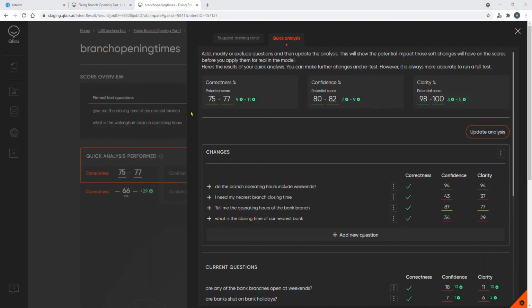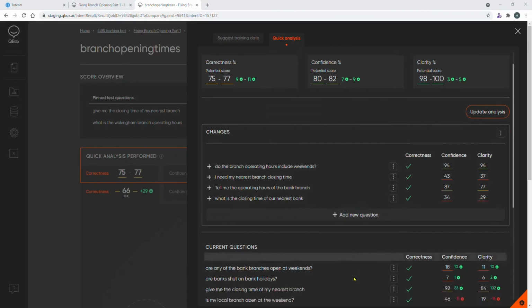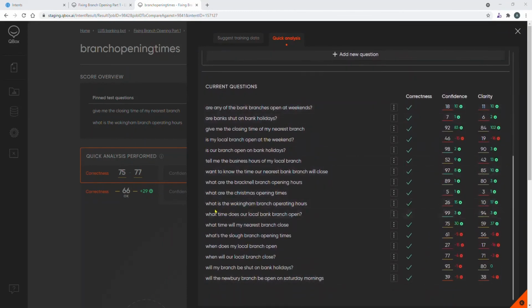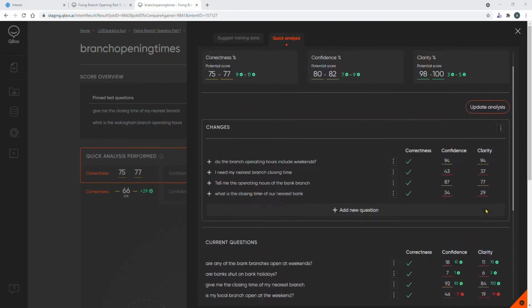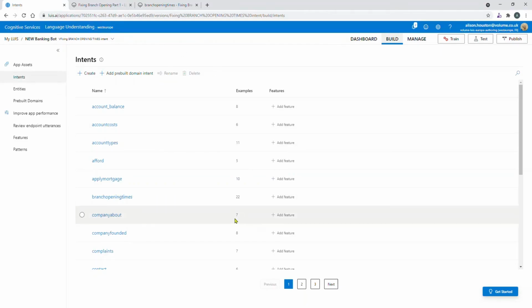Okay, that's finished, and we can see the potential new metrics still look good, and the two new utterances I've added are correct and have a good confidence and clarity. The original utterance, which is here, is now correct, and confidence and clarity are okay. Not particularly high, but they're okay for now. So I'm pleased with these results, and I can now copy them all over to my LUIS model. I'll still need to run a full test to validate those fixes for real and to see the impact on the rest of the model. So let's do that.